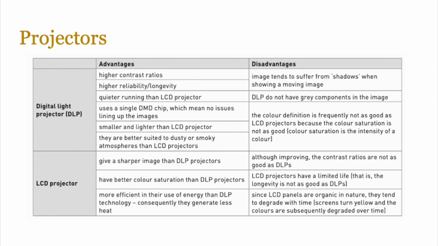However, their disadvantages are that the image tends to suffer from shadows when showing a moving image. DLP images do not have any gray components in the image, just colored ones, and their color definition is frequently not as good as LCD projectors.